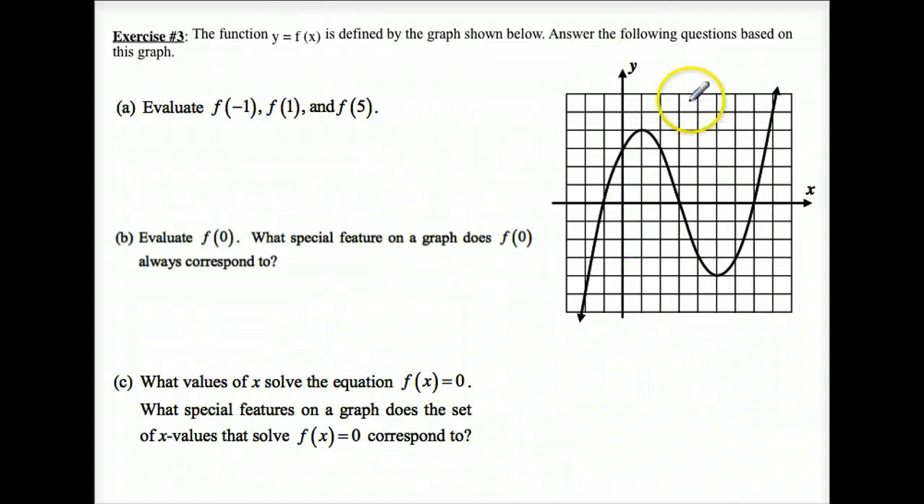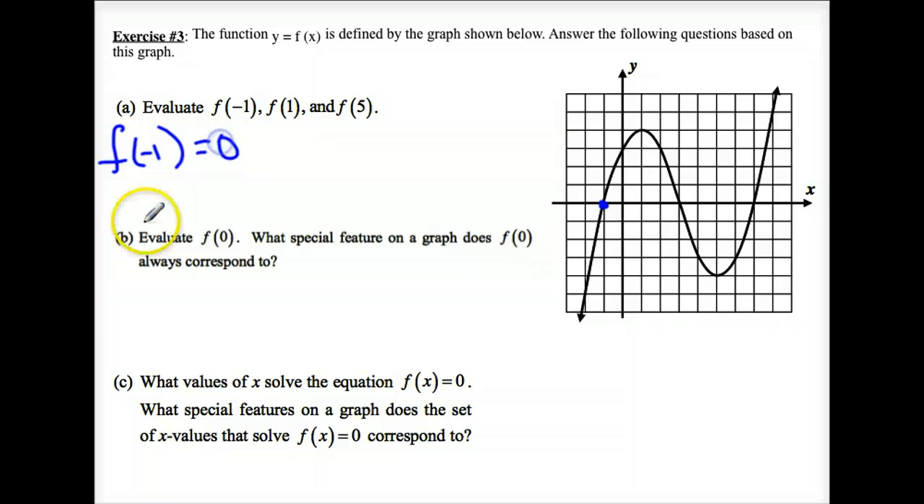Moving along, now this is an example with the graph. So the function y equals f of x is defined by the graph shown below. Answer the following questions based on this graph. Evaluate f of -1. Go to my graph, I look for -1. Remember, what's in your parentheses is your input, which is your x values. This is my x-axis. Right here is my -1, and it crosses at that point, so f of -1 is 0.